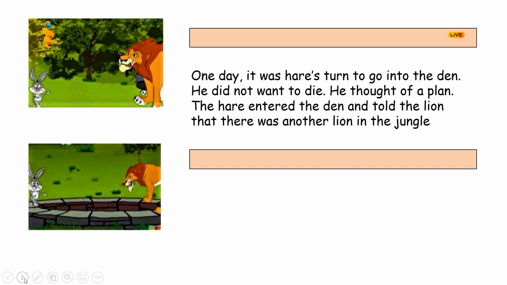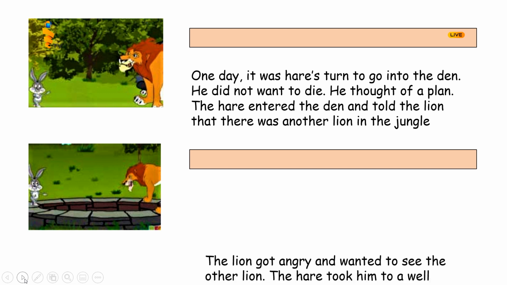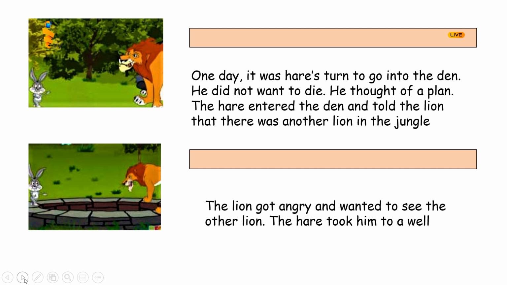One day, it was Hare's turn to go into the den. He did not want to die. He thought of a plan. The hare entered the den and told the lion that there was another lion in the jungle. So, look at the next picture. Now, he is going to carry out his plan. The lion got angry and wanted to see the other lion. The hare took him to a well. Now, I suppose that you can probably guess what is happening next.